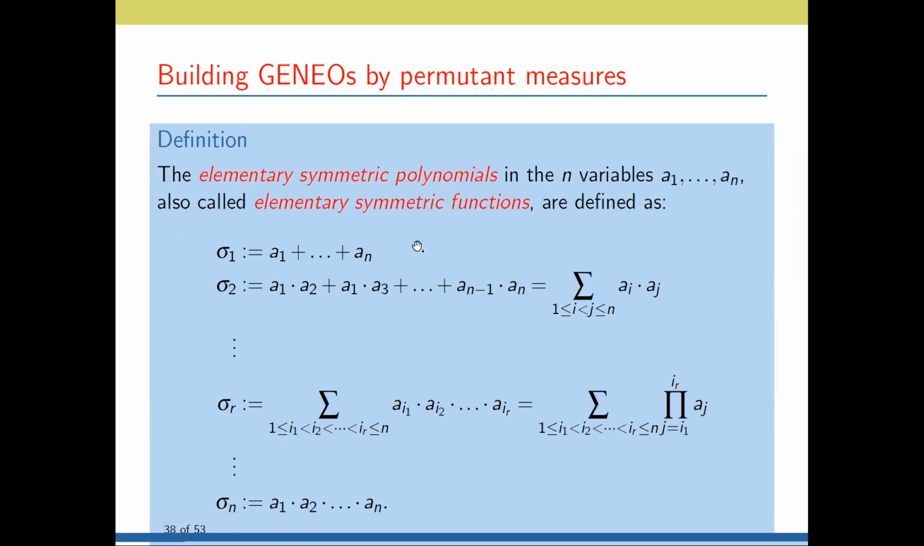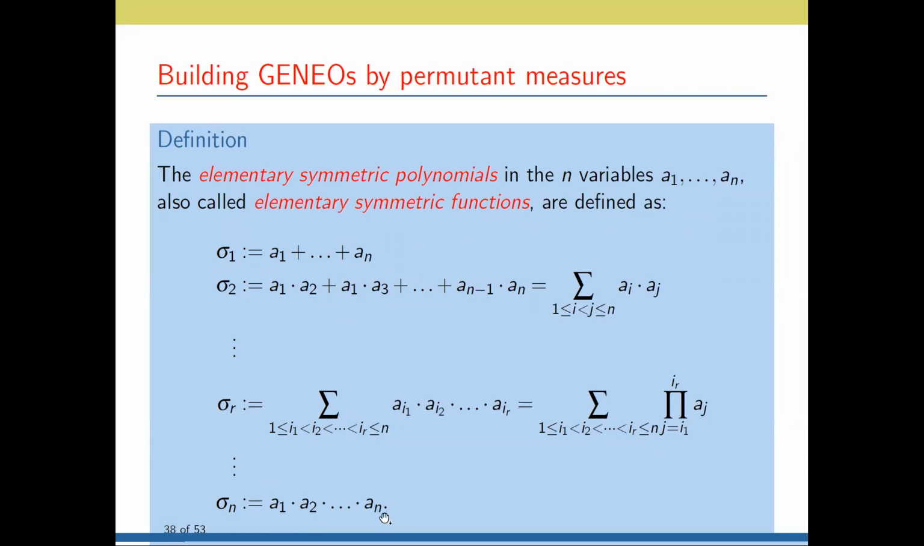You know that the elementary symmetric polynomials in the n variables a1, ..., an, also called elementary symmetric functions, are defined in this way. The first symmetric polynomial is sigma 1, that is the sum of a1, ..., an. The second symmetric polynomial is this one, and so on until we reach the nth symmetric polynomial, that is the product of a1, a2, ..., an.